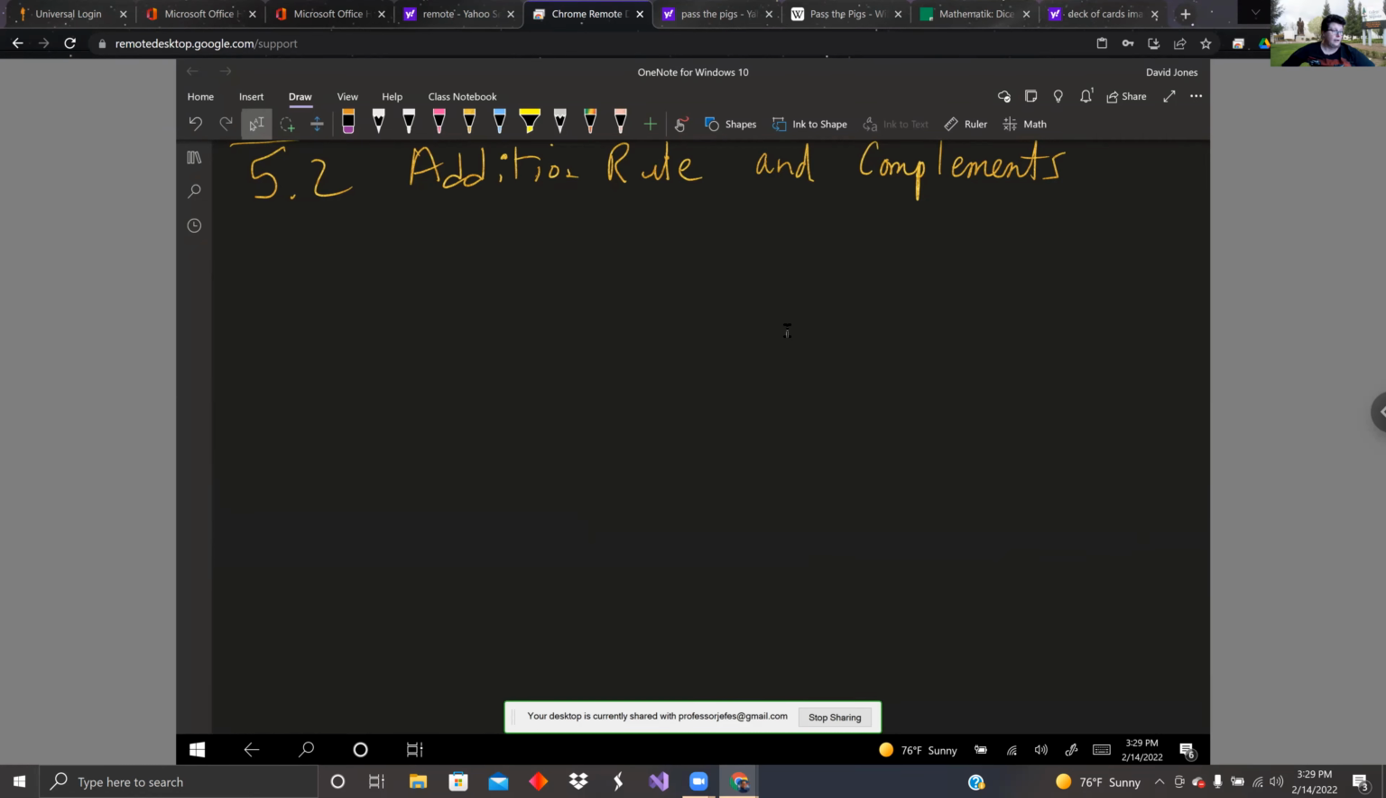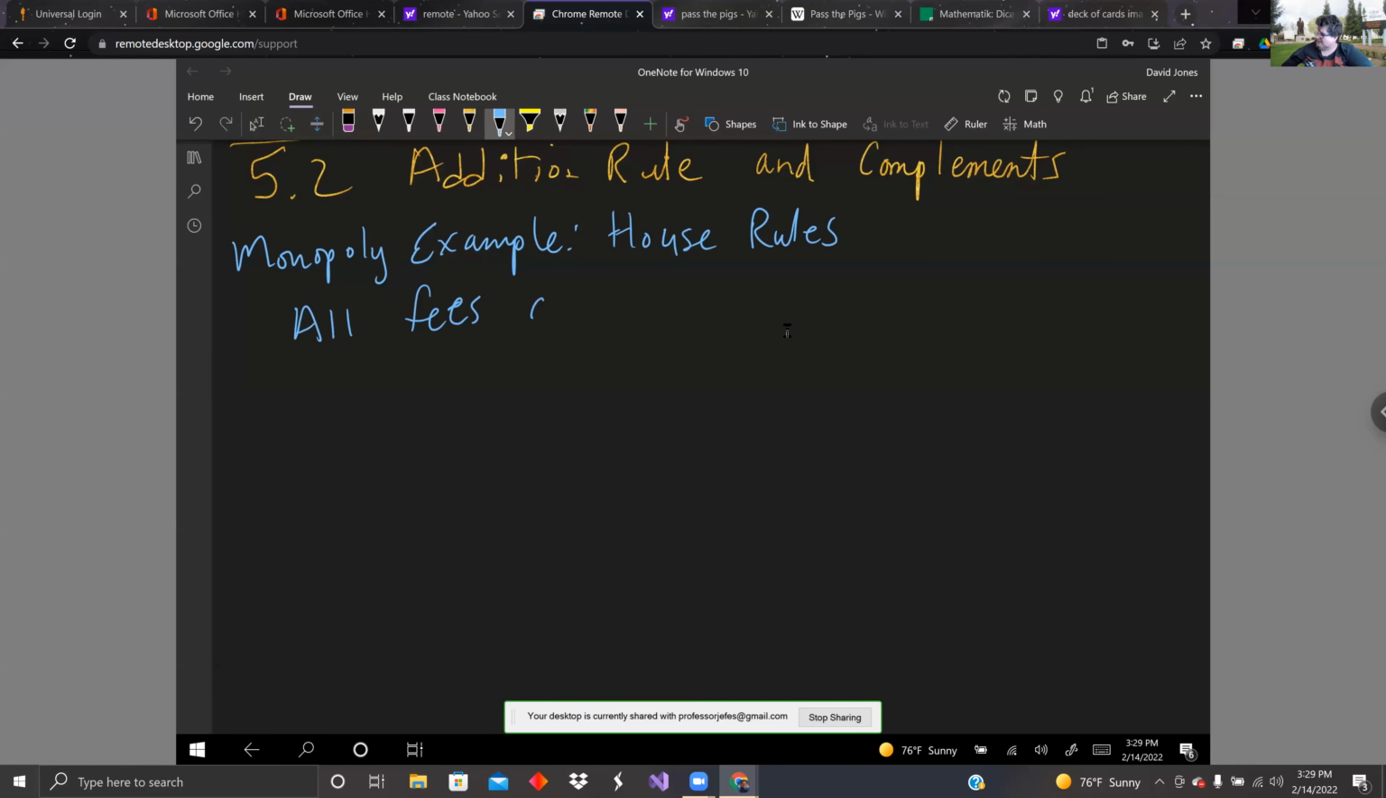Let's say you play Monopoly. I'm going to use a Monopoly example, and this is going to be based on a house rule. They're not official rules, but enough people use them that they're common, I should say. An example of a house rule is all fees and taxes go into a jackpot that you win if you land on free parking.